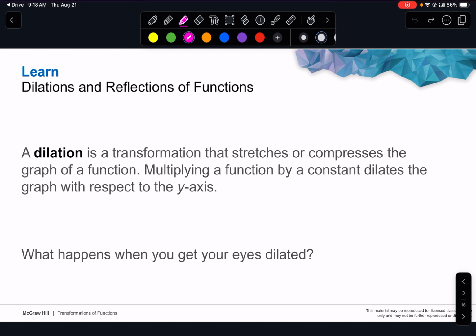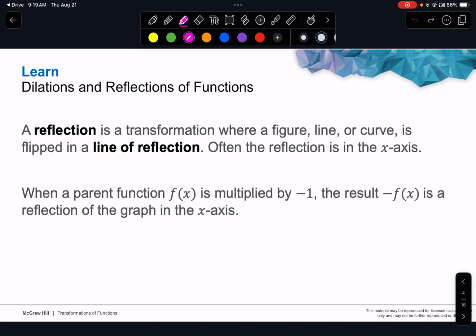If you multiply a function by a constant, so if we have an a value, and we'll get into more of the equations later, it's going to dilate the function. Sometimes it's going to be a whole number greater than 1. Sometimes it's going to be less than 1. If you think about getting your eyes dilated, you go into the doctor, they dilate your eyes. It makes the pupil of your eye get larger.